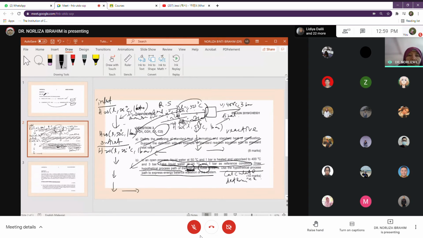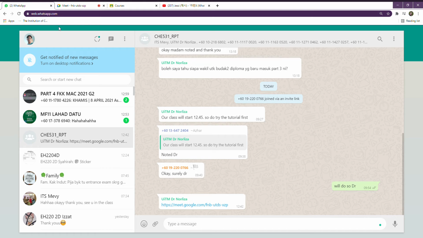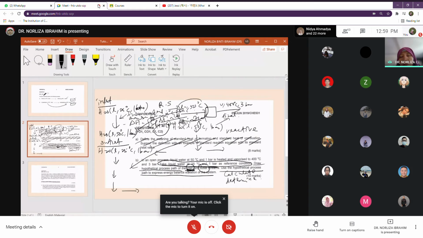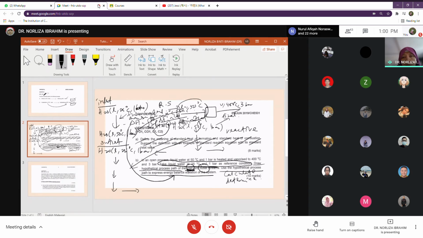Okay, so what is the enthalpy here? I think the enthalpy is what is meant by that energy balance equation. So the enthalpy is what? CP dT. CP of water liquid. If you want to add 25 to 50, even better. I think that is the meaning of that: use the hypothetical process path to express the energy balance. So you mentioned the step involves temperature change and the enthalpy is CP dT.